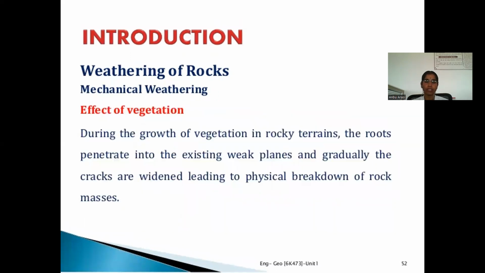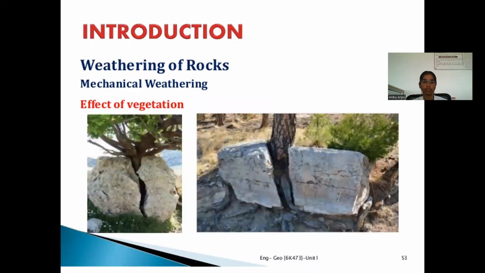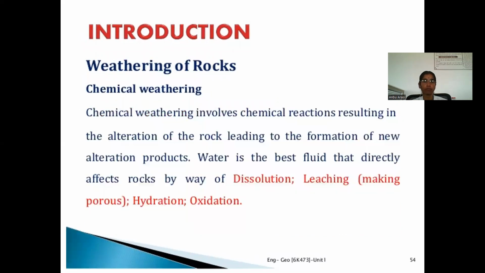Next, effect of vegetation. During the growth of vegetation in rocky terrains, the roots penetrate into the existing weak planes and gradually the cracks widen, leading to physical breakdown of rock masses. This is an example of the effects of vegetation.